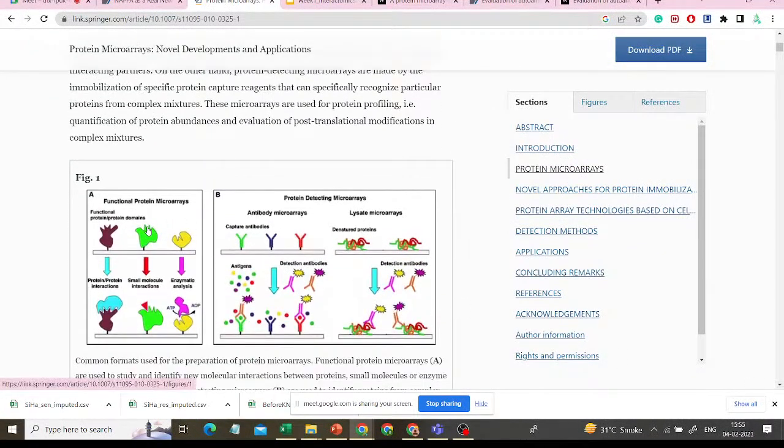So one is your functional protein microarrays. So it will help you. So now you just understand that different microarrays. So now you can correlate what kind of microarrays these two papers are. For those two papers, it doesn't tell about the functionality of a particular protein, but it helps you in detection of antibodies.